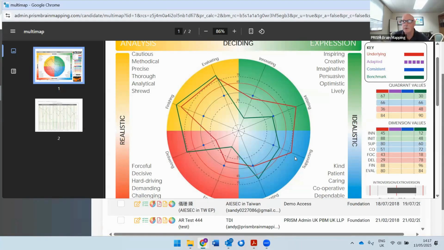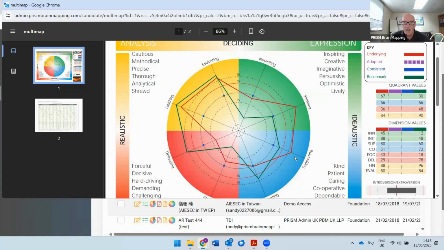In another business, there would be a different culture, a different environment that they're working in. So the adapted line may not be that accurate, and if the adapted line isn't that accurate, then the consistent line isn't going to be either. So I would look at the underlying line as a reflection of that person's natural innate characteristics, their natural behaviors, and I would see where they fitted with that.